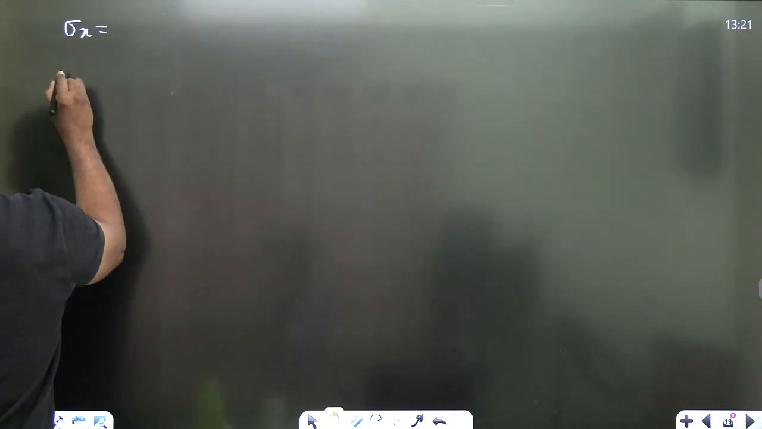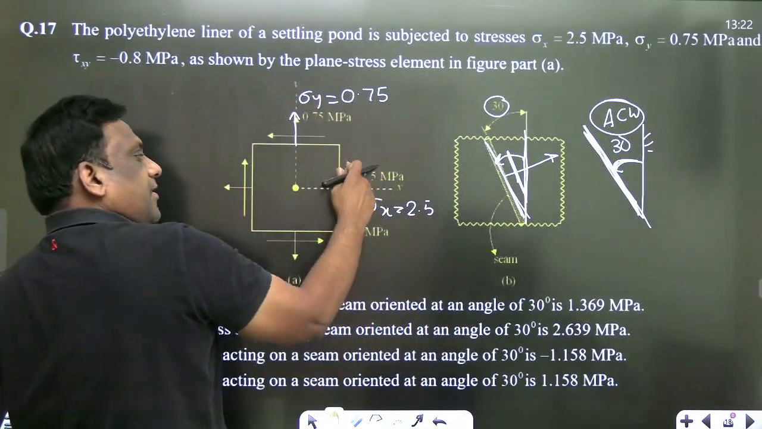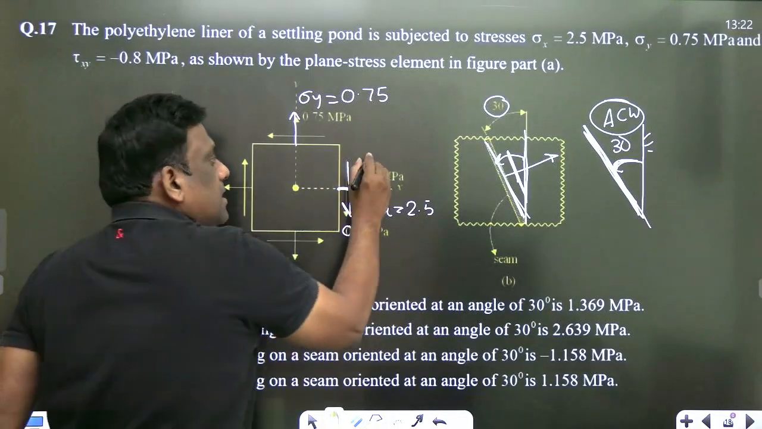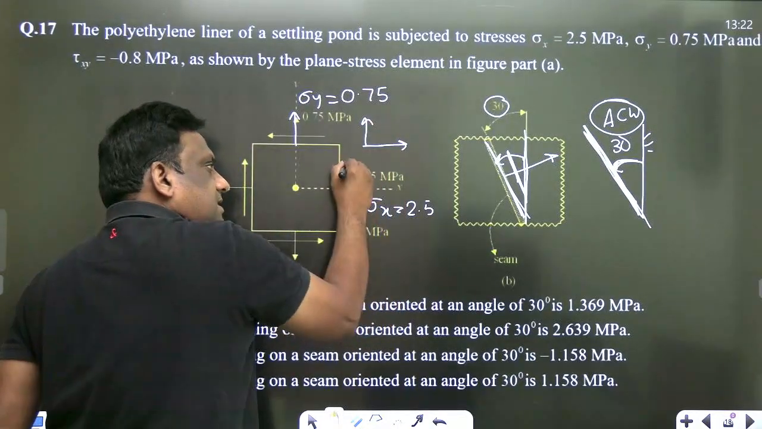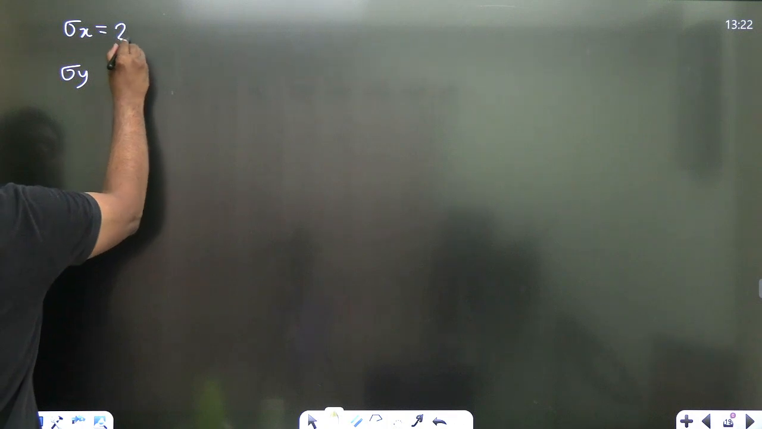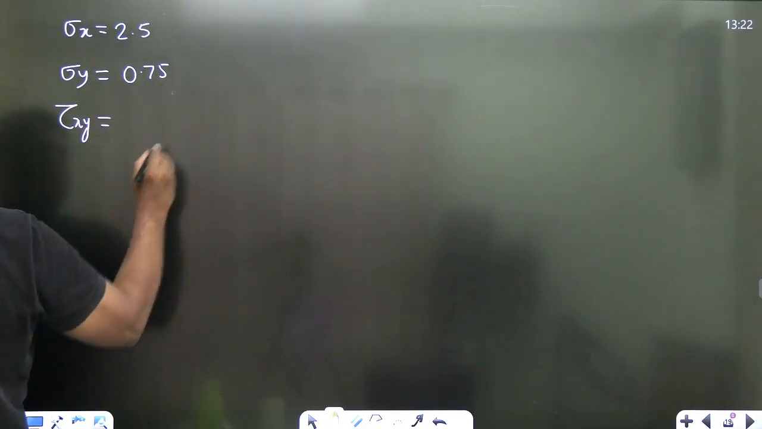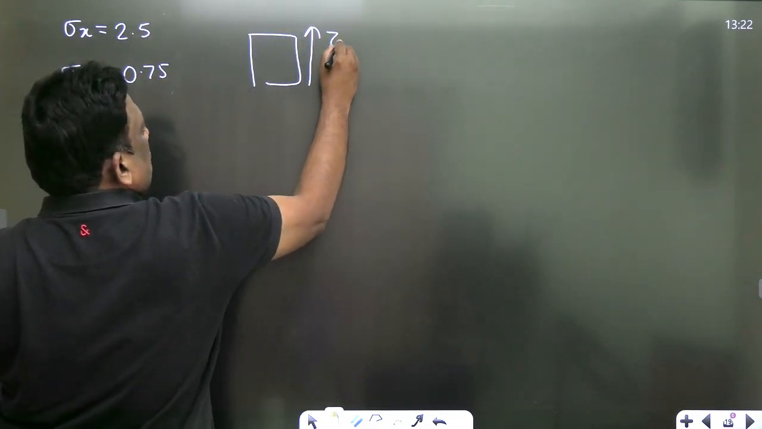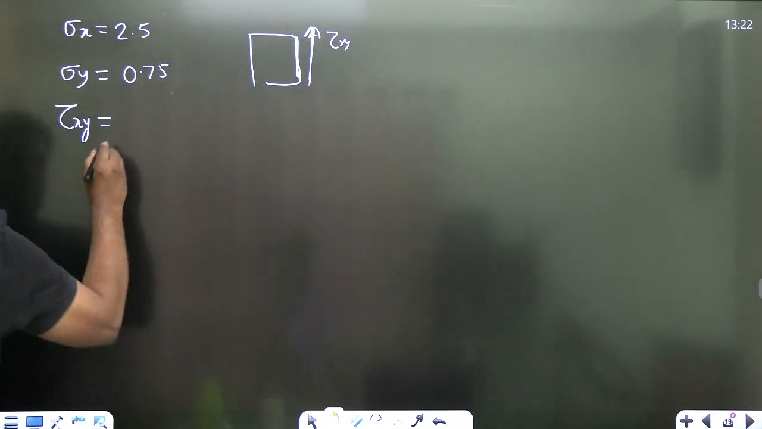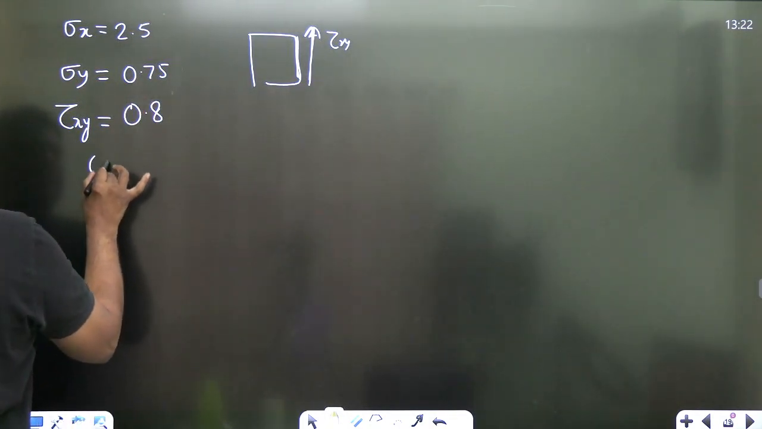Let me take the same question, with ready-made data. Sigma x is 2.5, sigma y is 0.75, and tau is downward. This is my reference axis, so tau is in the downward direction, therefore it is negative. My convention is that on the right face, upward is positive. So tau xy is minus 0.8. All are in megapascal. Theta is given as 30 degrees.